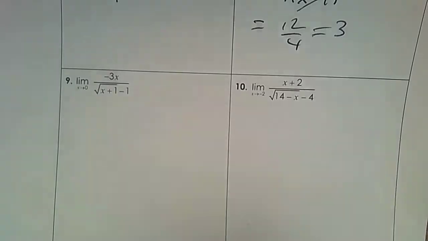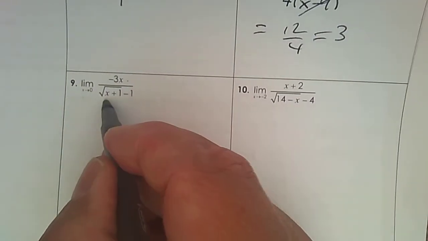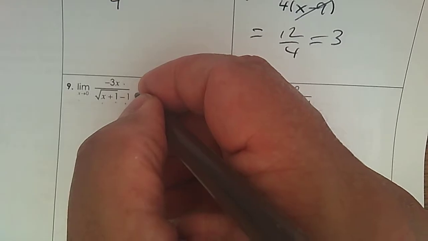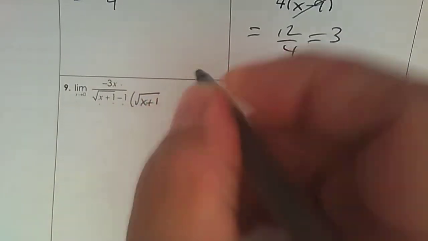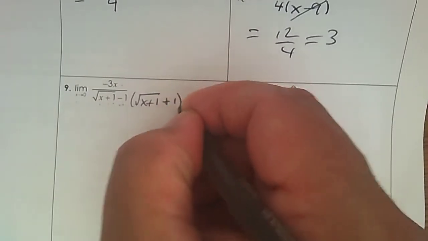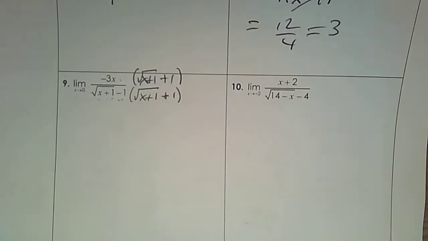All right, number 9. Can you use the conjugate? So first of all, plug in 0, obviously 0 over 0. Plug in 0, square root of 1, take away 1. It's indeterminate. So I can't factor, so I'm going to do the conjugate. So look to see where the square root is. It's in the denominator. So instead of the square root of x plus 1, subtract 1, the conjugate means you add 1. So what I do to the bottom, I do to the top. So both top and bottom.